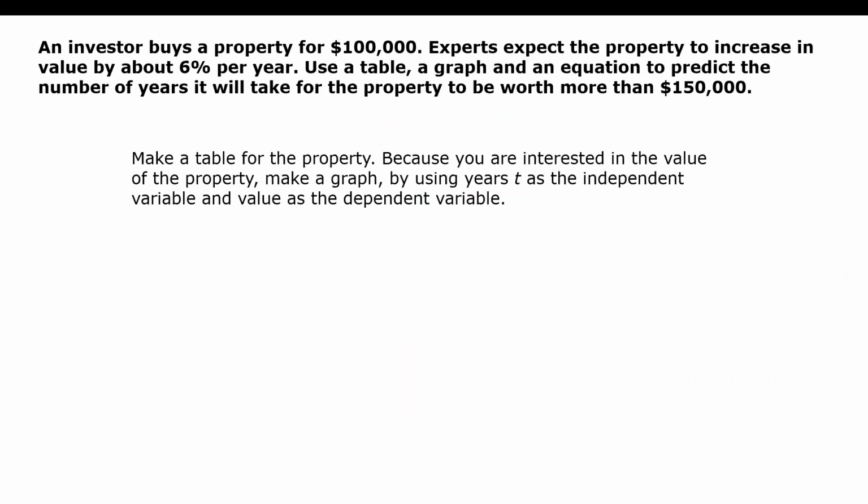All right, a new example. An investor buys a property for $100,000. Experts expect the property to increase in value by about 6% per year. Use a table, a graph, and an equation to predict the number of years it will take for the property to be worth more than $150,000. So the first thing I want to do is draw a table and a graph.